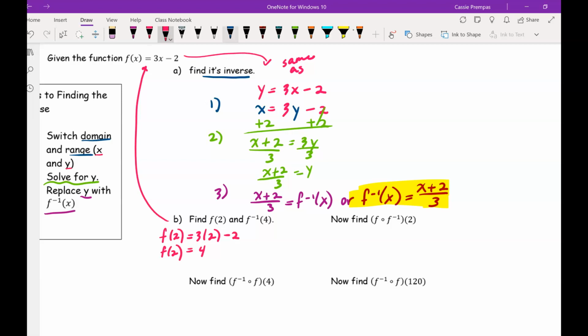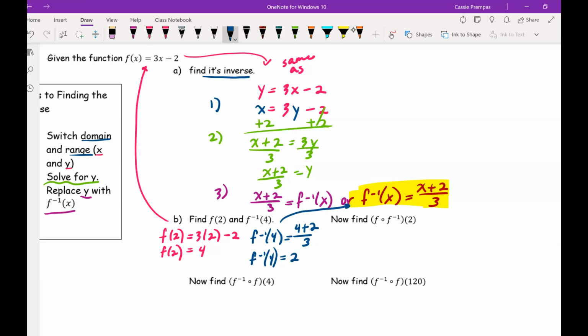Now, if I find the inverse at 4, I found my inverse function to be this. So I'm going to plug that in. 4 plus 2 divided by 3. 6 divided by 3 gives me 2. So the inverse of 4 equals 2.